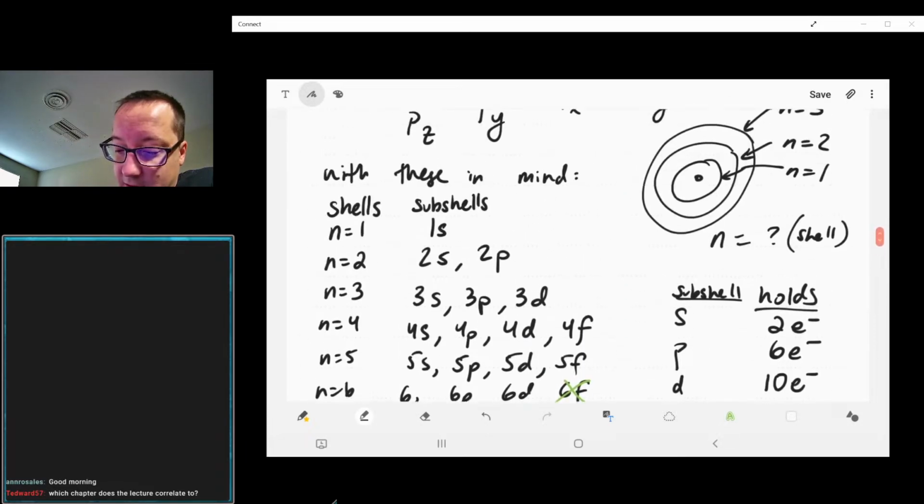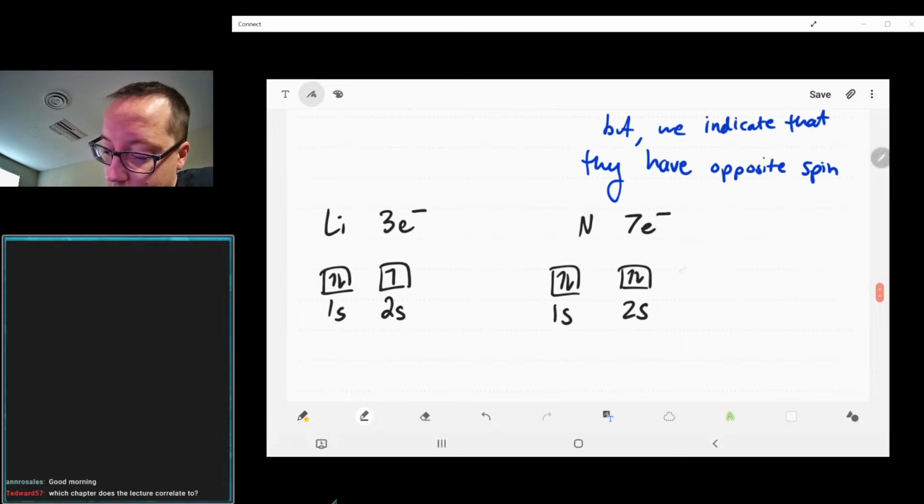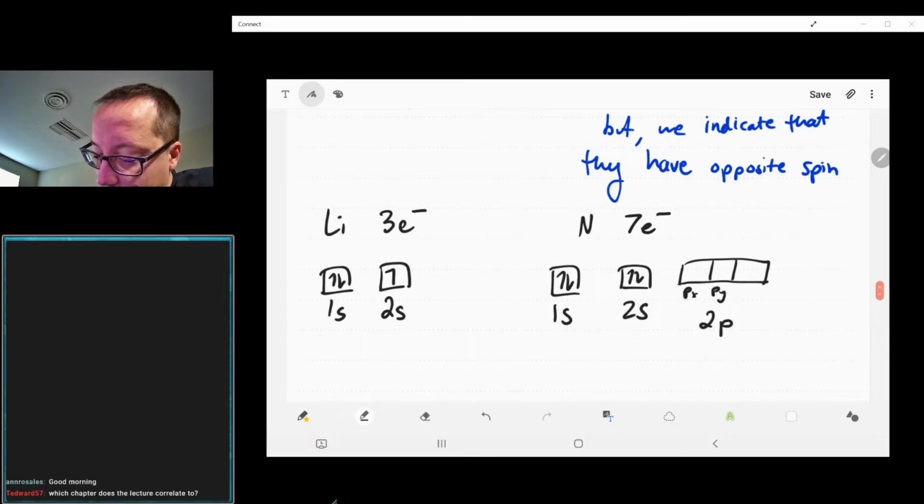If we go back, we see that in n equals 2, we also have 2p. So let's put that 2p orbital in there as well. A p orbital is indicated as having 3 boxes, one for px, py, pz. Remember, there are 3 p orbitals that all go in different directions. Each of those p orbitals can hold 2, for a maximum of 6 for the entire 2p. Now we have the option here. We can either do it like this, where we put 3 of them in that way.